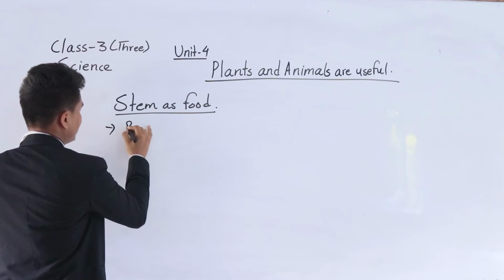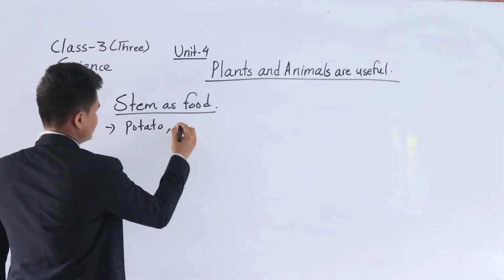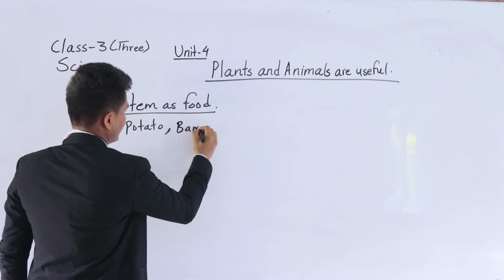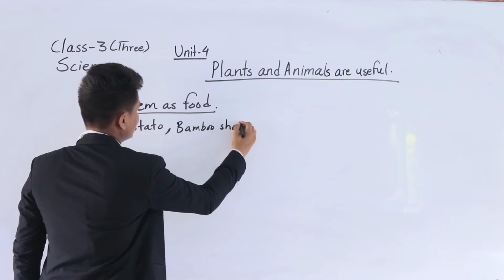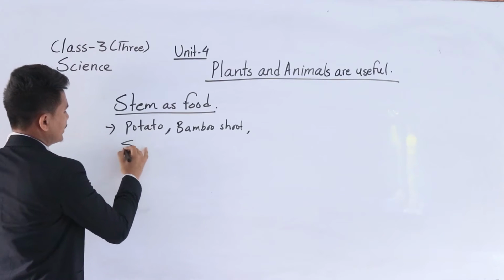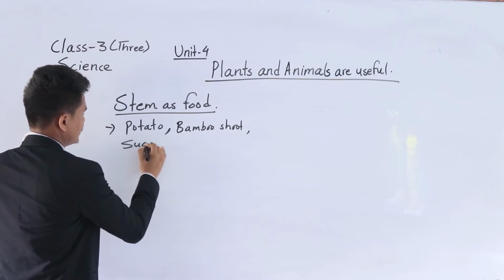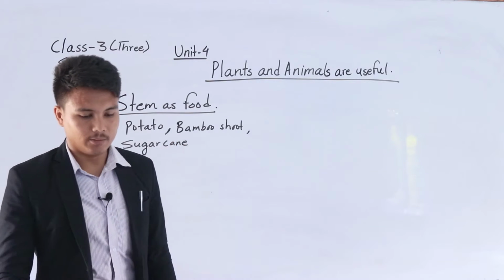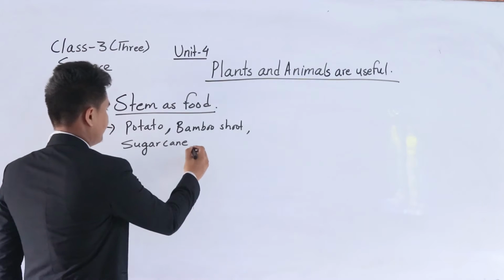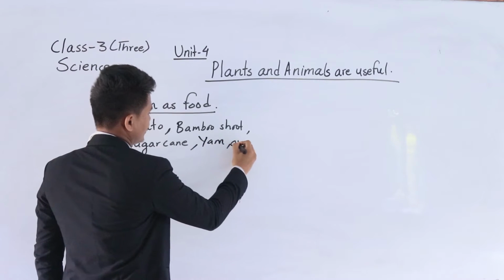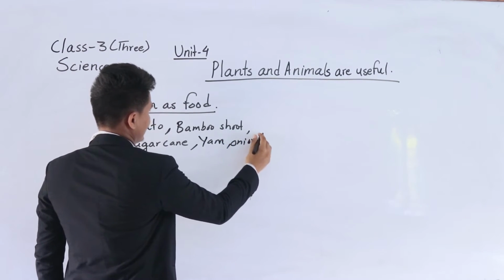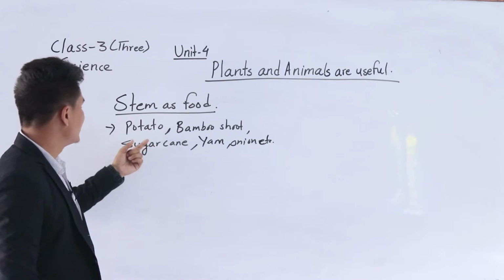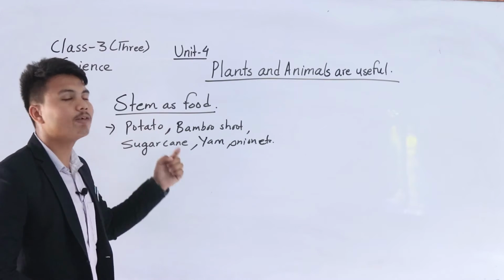For example, potato, bamboo shoot. We use sugar cane as well. Sugar cane. Okay, there are lots of examples. Yam, onion, etc. There are examples of stem as a food. We use these plants' stems as food.